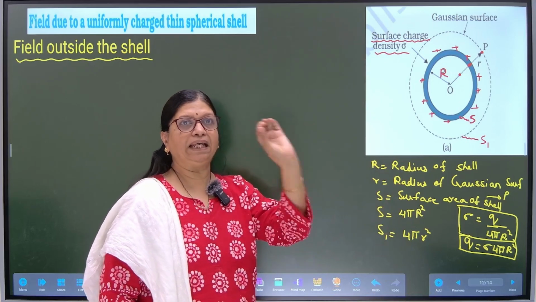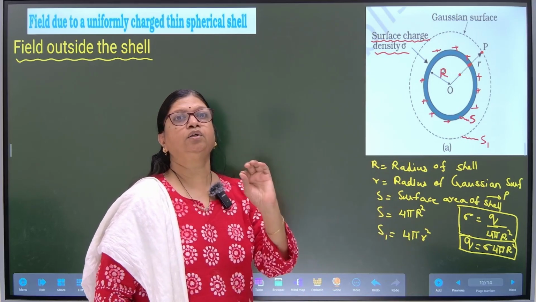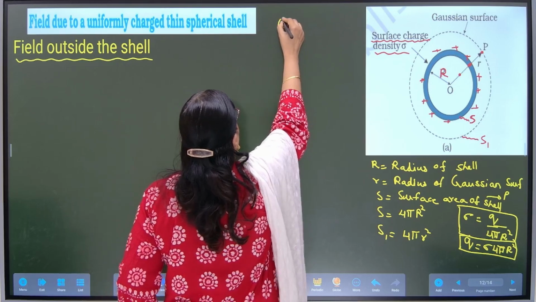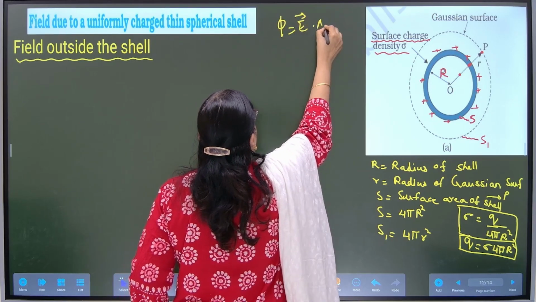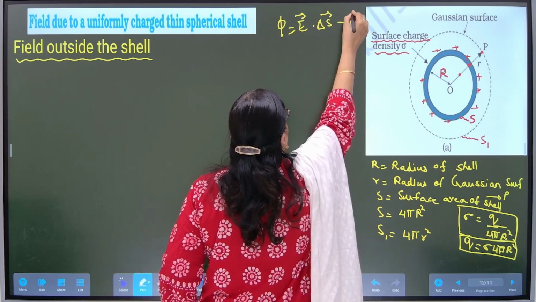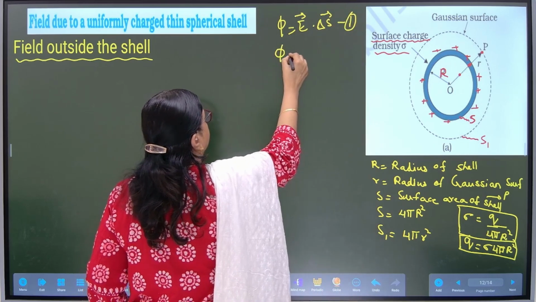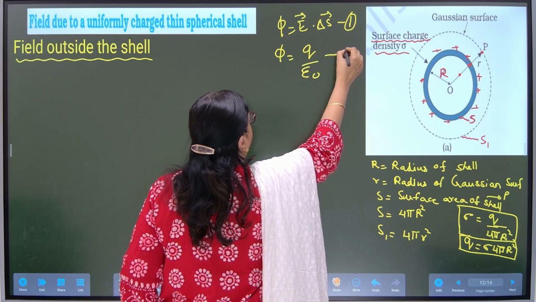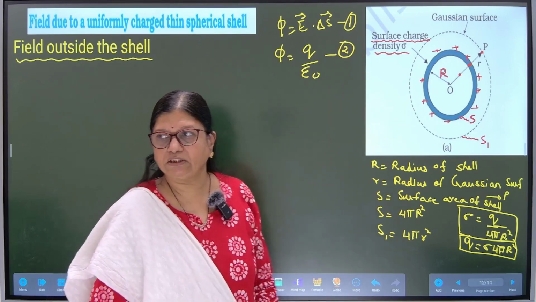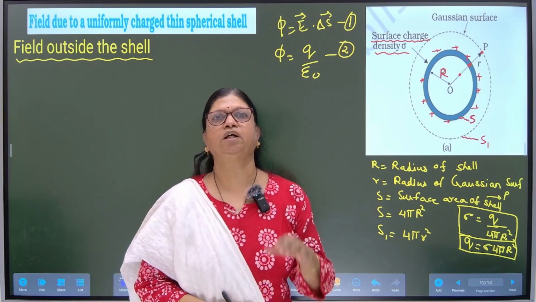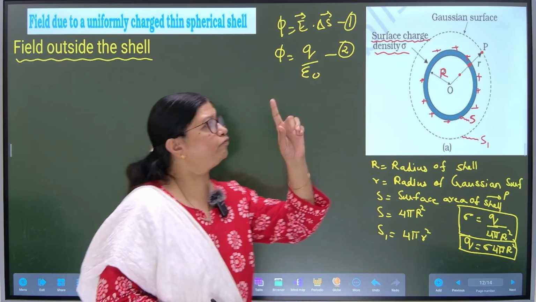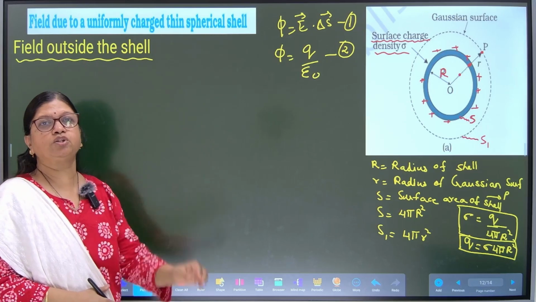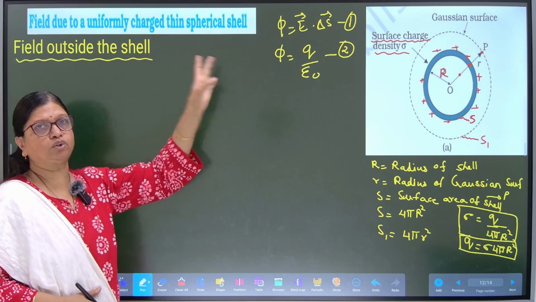Now, as usual, in this derivation also we shall consider two flux formulas which we have already learnt. One, phi is equal to E delta S, or S also we can write, by the definition of flux. Two, phi is equal to Q upon epsilon naught by Gauss's law. We shall use these two formulas to derive the electric field for a point outside the shell.